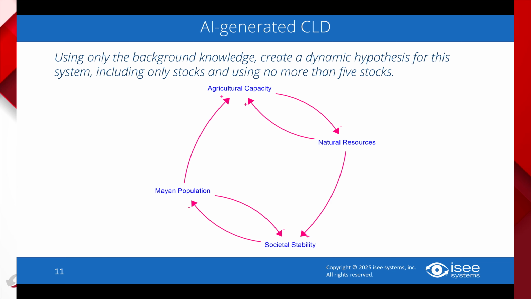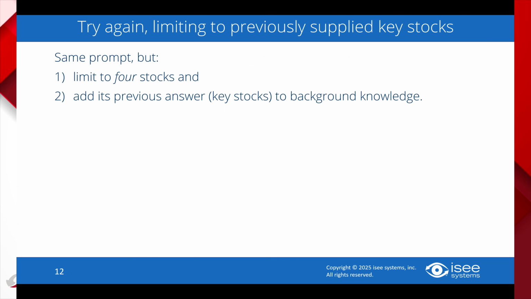So I went back and I copied its list of key stocks that it gave me. That was in Selden, by the way, and this is in the qualitative engine, which Diana didn't talk about. She just talked about the quantitative. I copied the key stocks that it gave me into the background knowledge. So now it has the link and it has the key stocks. And I also told it to limit it to 4 stocks. So I gave it the same prompt, but I just said 4 stocks just to see what it would do.